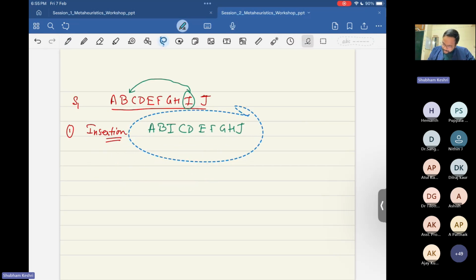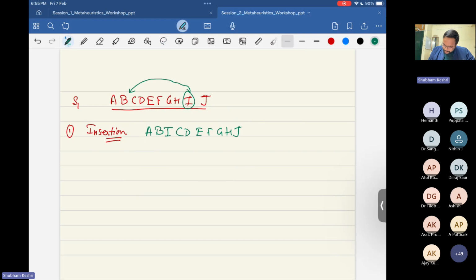Let me put it here. Second is swap. What is swap? You take two cities and just swap them, and they may not be neighboring cities. Suppose this city and this city. You just swap. So it will be A, B, C, D, E, and then I, G, H, F, J. This is again a neighbor.